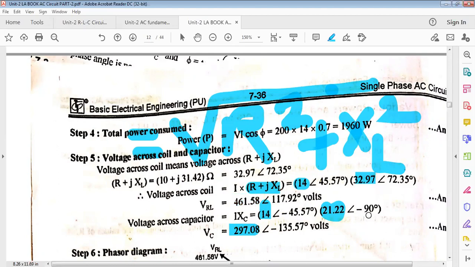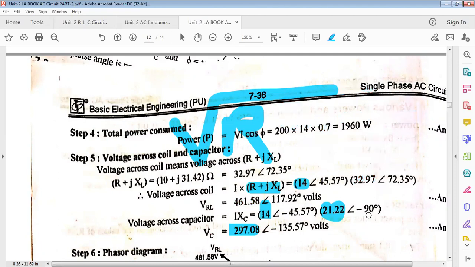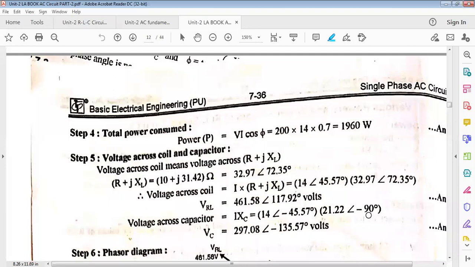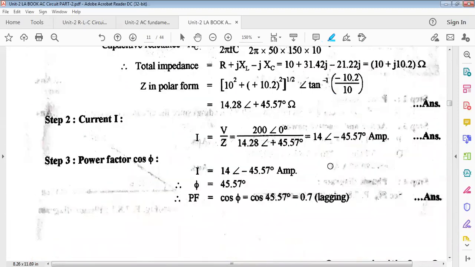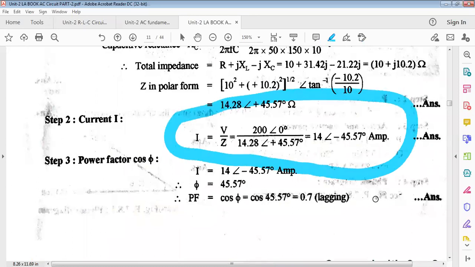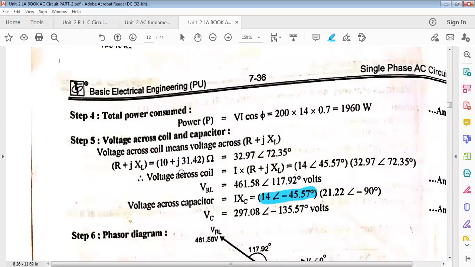But still, mostly no one will ask you voltage drop across any component in terms of polar. But still, if you get asked, for current, just now we have calculated in polar form. See here, this one calculation. So current we know in polar form, in both the formulas here. Now this one is R plus jXL. So very easy. Put value of R, put value of XL. You will get rectangular form, and using calculator you can convert to polar.